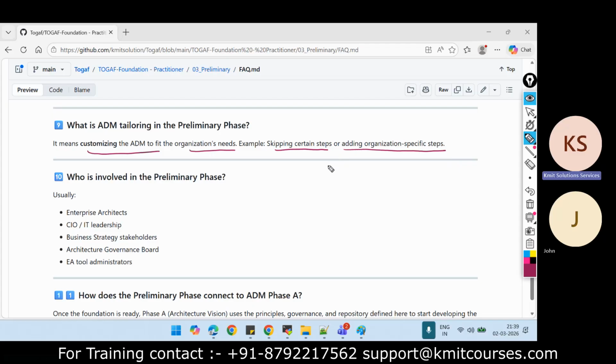Who is involved in that? We have discussed: enterprise architect, CIO, IT leadership, business strategy stakeholders, architecture governance, and enterprise tool administrators.